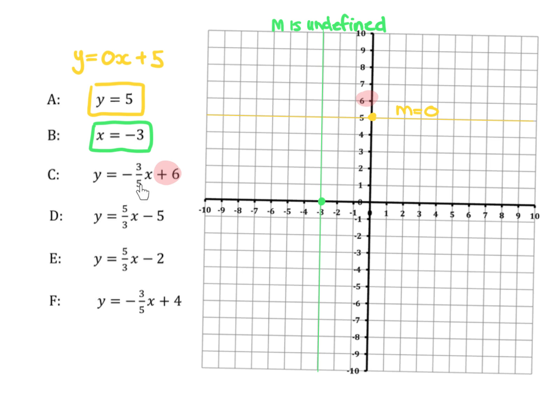Now, what is this here? What does this mean? It means for every 5 across, this graph goes 3 down. So if you want to use this gradient method, it will look like this. From 6, which is my first point, I'm going to go 5 across. 1, 2, 3, 4, 5 across. And 1, 2, 3 down. I'm going to make a dot.